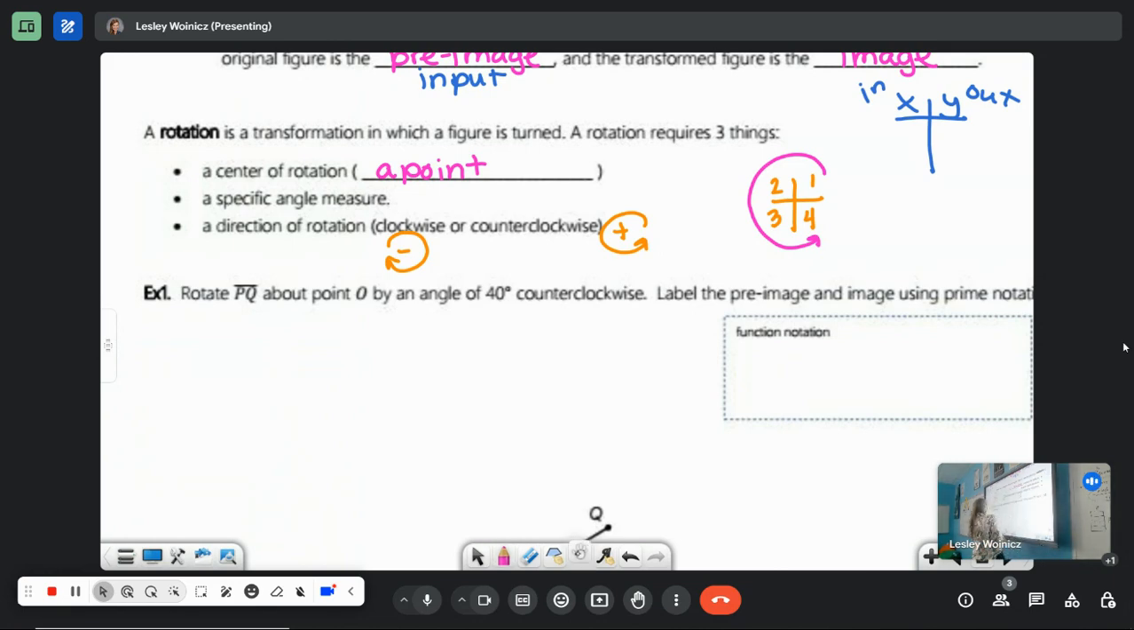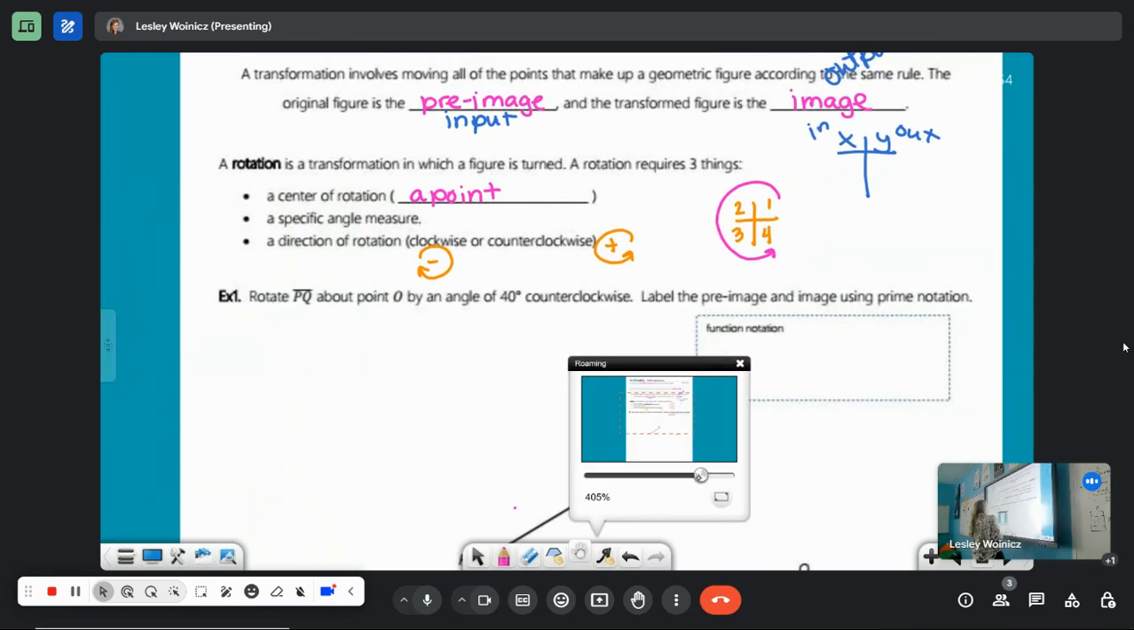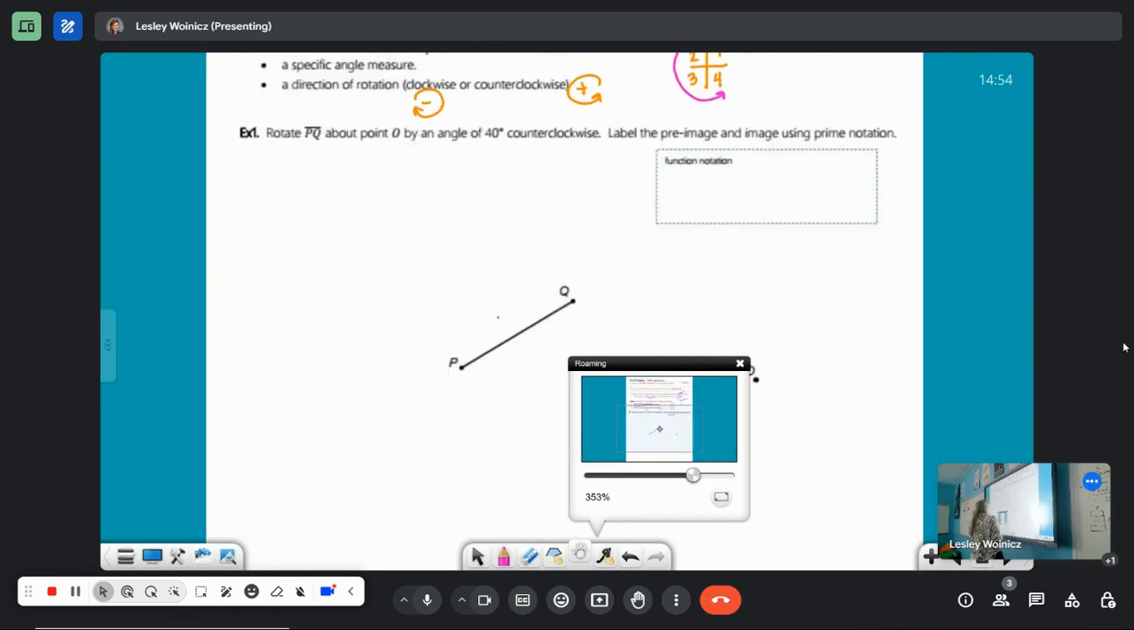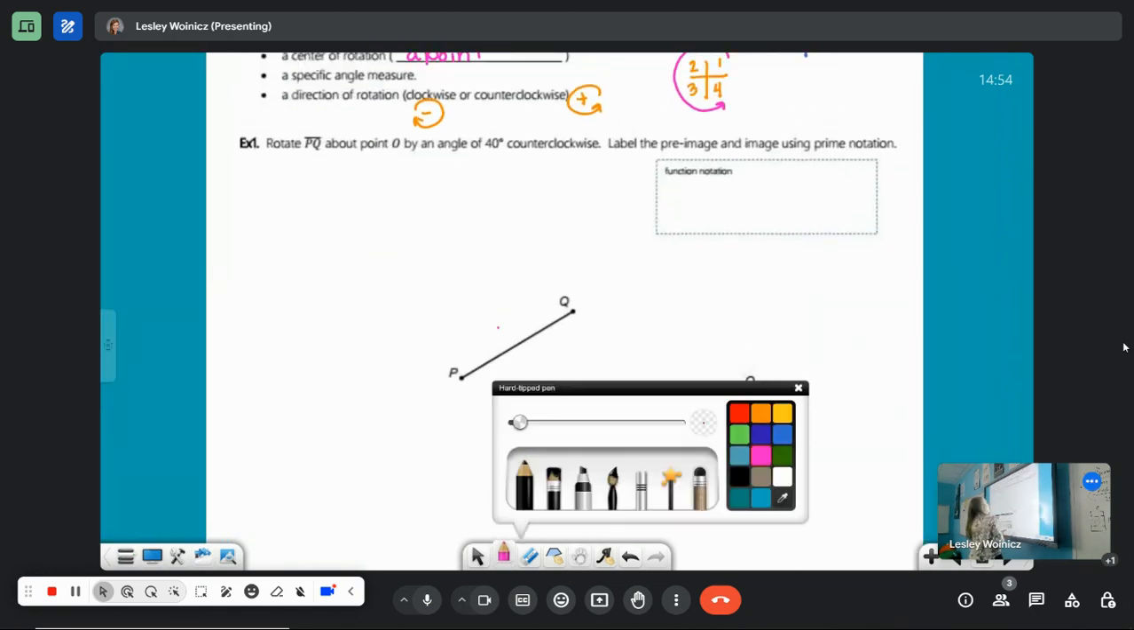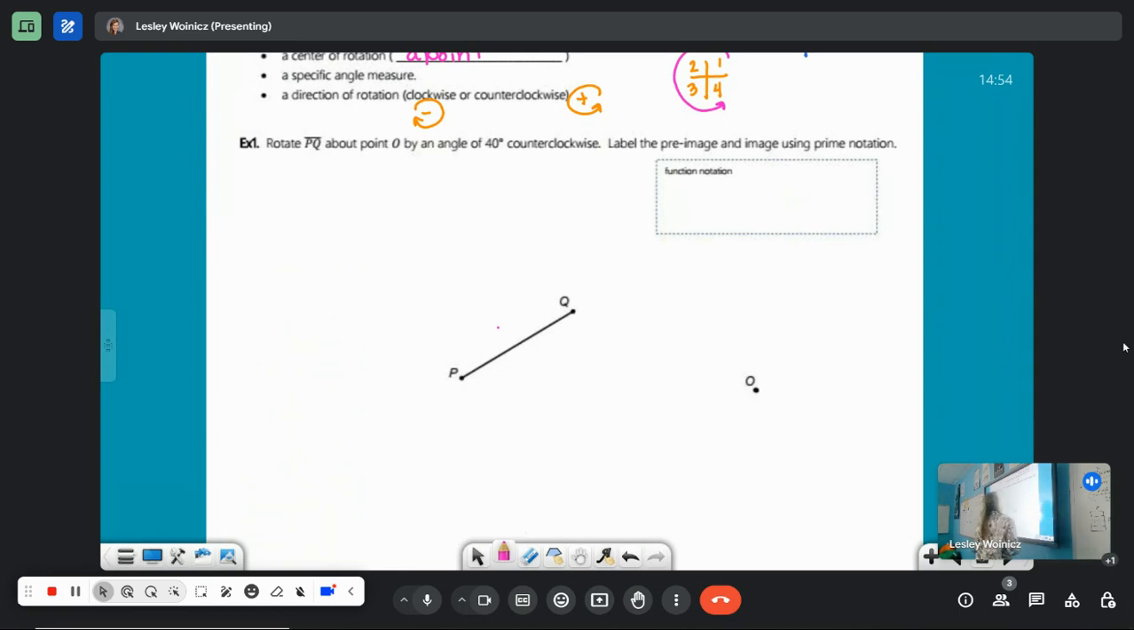All right, so here we have a cute little rotation that we have to perform. We have to rotate the figure, which is a segment PQ, about point O. And we're going to go 40 degrees counterclockwise. So that is in the positive direction, opposite of a clock.